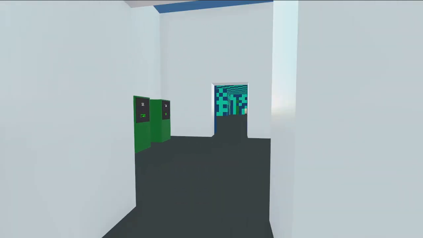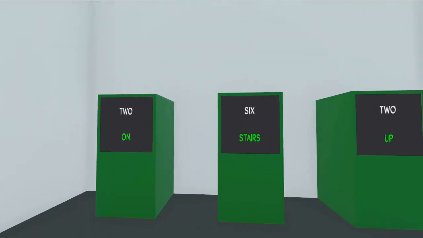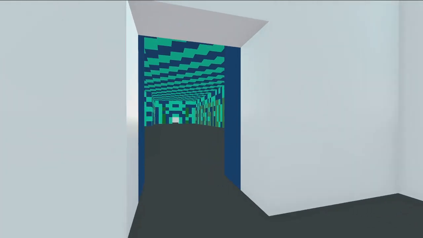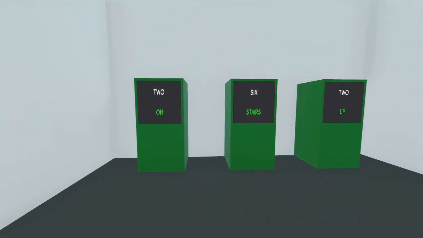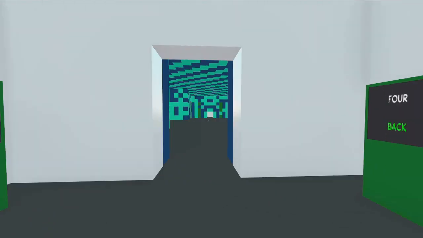Okay, I'm just clipping through the wall there, that's fine. On stairs, up, back, sideways. Oh, right, those were all the weird words that were in here. But it also, can I read that as on stairs, up, back, sideways?